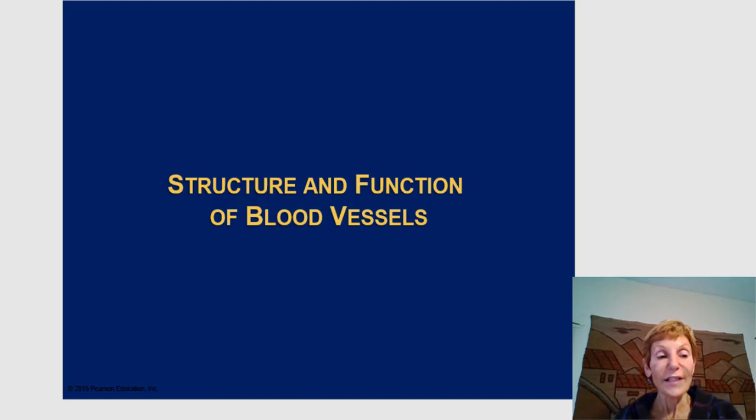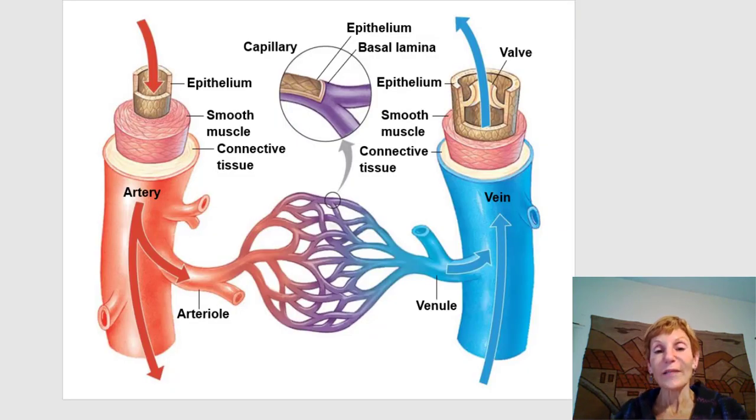Here's a nice picture from your textbook showing the relationship between the different blood vessels. We have the big arteries. Remember, arteries are large vessels, and so are veins, but arteries are carrying blood away from the heart. Veins are carrying blood towards the heart. And this would be an artery that is carrying blood away from the heart after it's gotten oxygen from the lungs, and that's why it's red here.